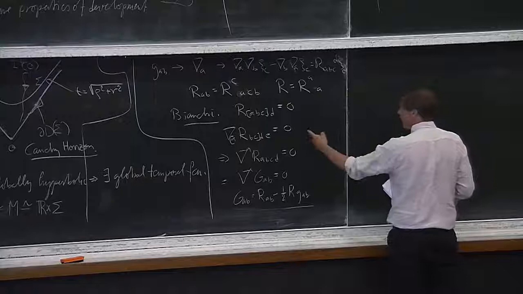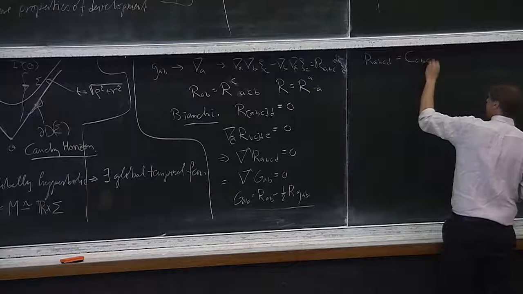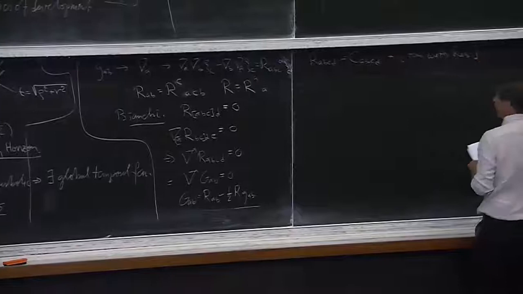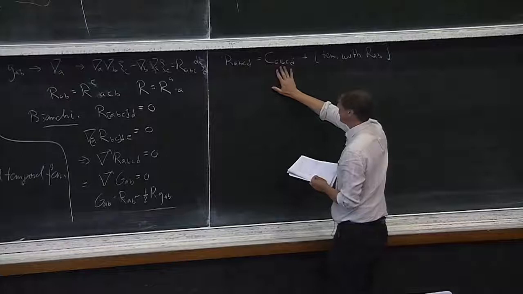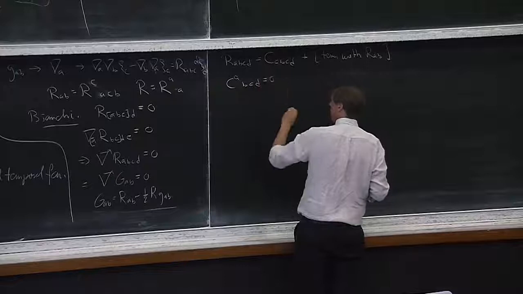I also want to say, and this is very important, that the Riemann tensor can be split like this. I can take off all the traces from the Riemann tensor, and this is the tensor which has the same symmetries as the Riemann tensor, but has all the traces vanishing. So for example, C. This tensor is called the Weyl tensor.